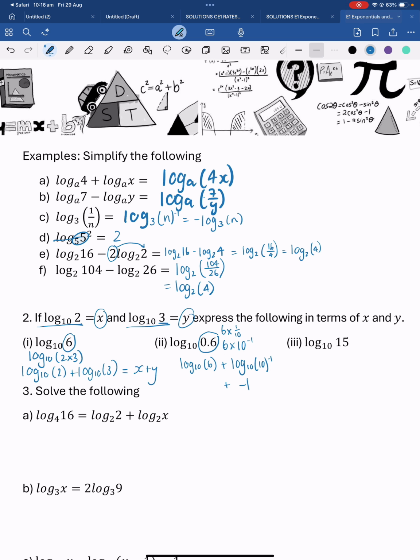It's one of our properties. So then log 10 of 6, I know is equivalent to, I just worked out from the previous question, log 10 of 6 is x plus y. So now I could say that's really x plus y. So that's that part there. Minus 1, so x plus y minus 1. Tough one. Okay, 15. How can we somehow get and manipulate 15?